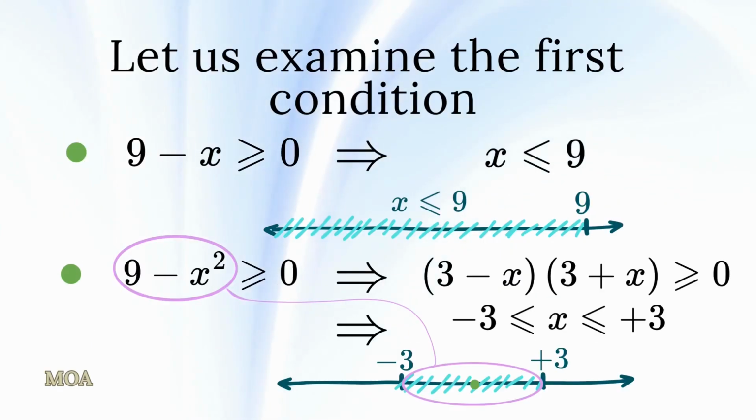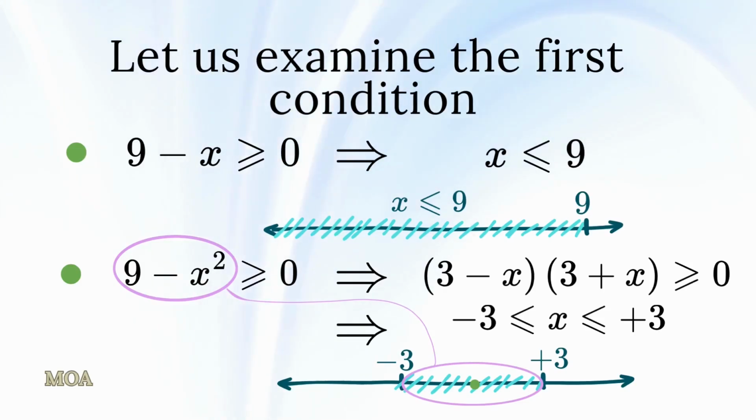Let us examine the first condition. The expression under the square root, 9 minus x, must be greater than or equal to 0. This gives us the inequality 9 minus x greater than or equal to 0, which means that x is less than or equal to 9.